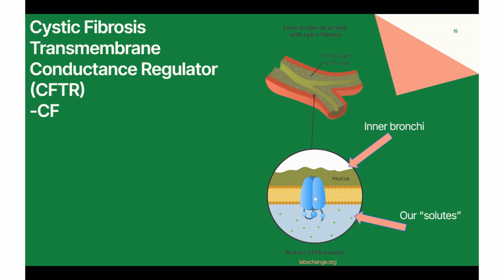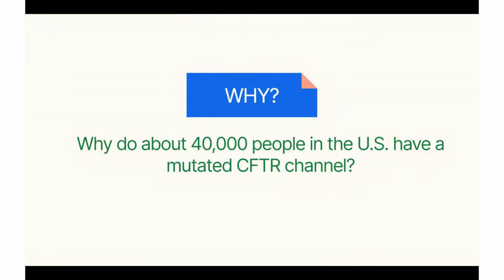Maybe you drew this. Maybe you drew the CFTR protein is messed up in some way. It's a different shape. Maybe you drew that it closed. Maybe you drew that there wasn't even a channel in the first place, that there's just a cell membrane, that it's absent. So that leads us to our next question. Why do about 40,000 people in the US have a mutated CFTR channel?